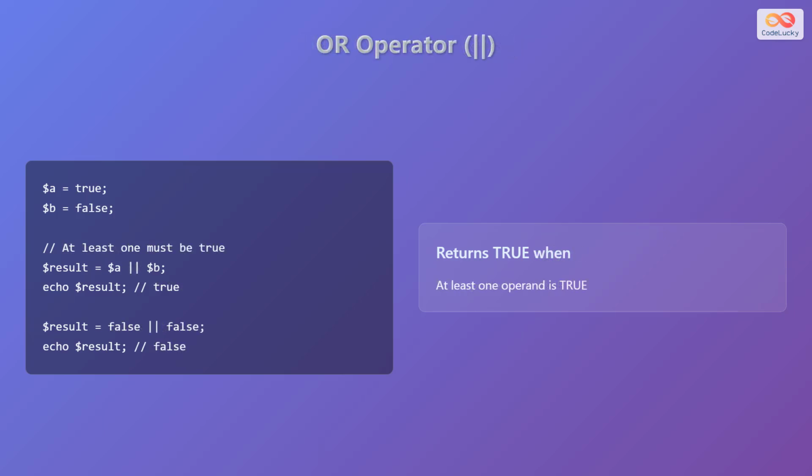Next, we'll look at the OR operator, represented by two vertical bars. The OR operator returns true when at least one of the operands is true. For example, if we have $a is true and $b is false, the expression $a || $b evaluates to true because at least one of the variables is true. However, the expression false || false evaluates to false.